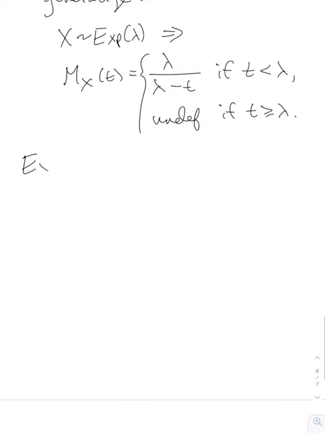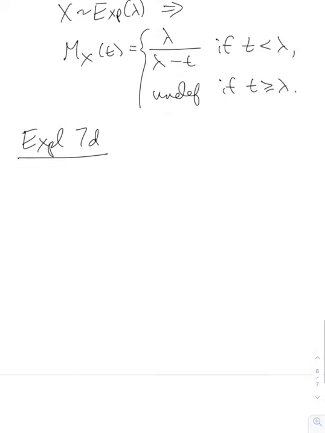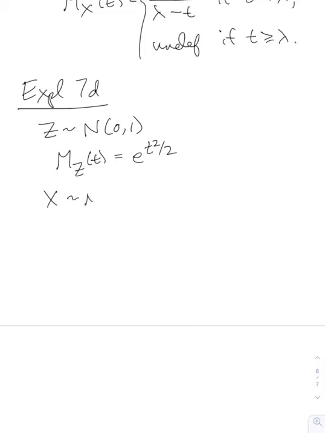The last example, I don't want to go through the details now. We've seen a lot. I'll just highlight the result for you. They go through the details in the book. If Z is a standard normal, then the moment generating function of Z is e to the t squared over 2. That fact is going to be very important when we look at the central limit theorem. And if X is normal with mean mu and variance sigma squared, remember that means you can write X as mu plus sigma Z.